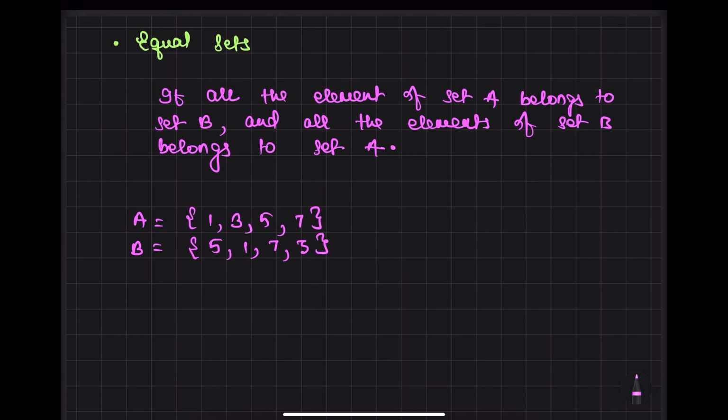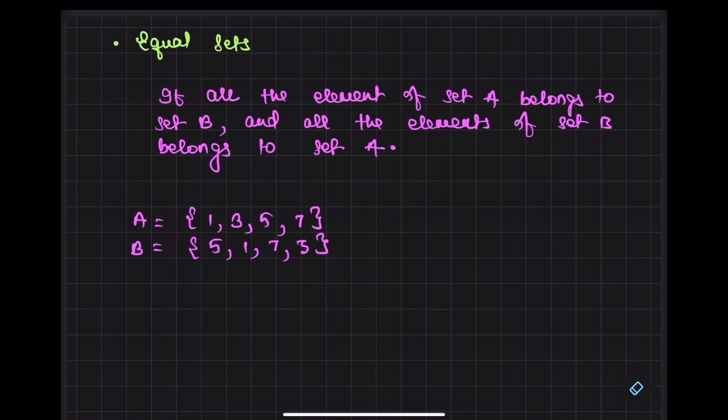Now look at this. In set A we have 1 which is available in set B. In set A we have 3 which is available in B, 5 available in B, 7 available in B. Now look from the point of view of B. 5 exists, so 5 is there in set A. 1 is there in A. 7 is there in A. 3 is in set A. So all the elements of set A belong to set B, and all the elements of set B belong to set A. This means both sets are equal.